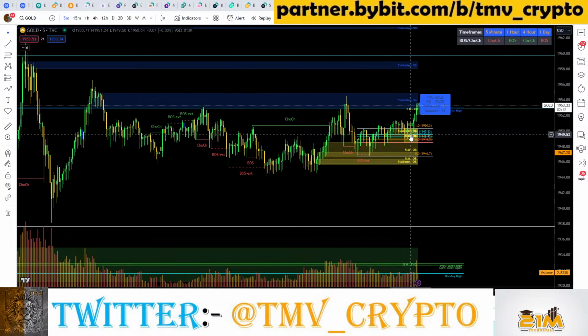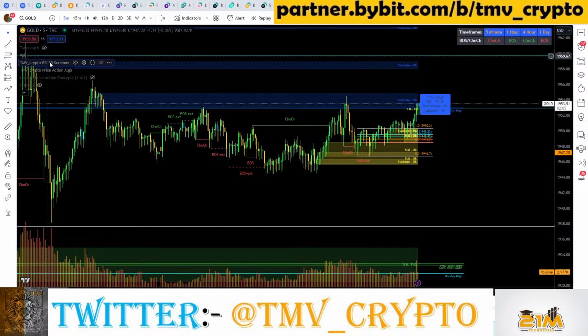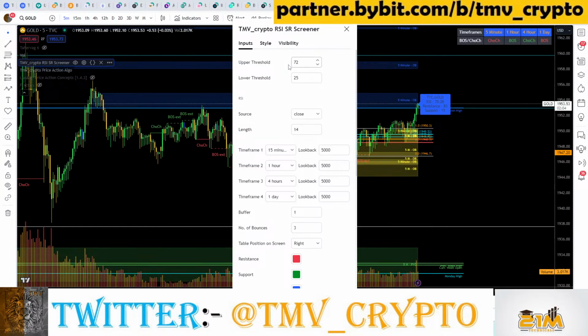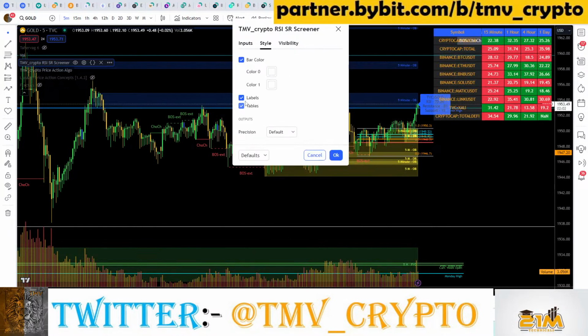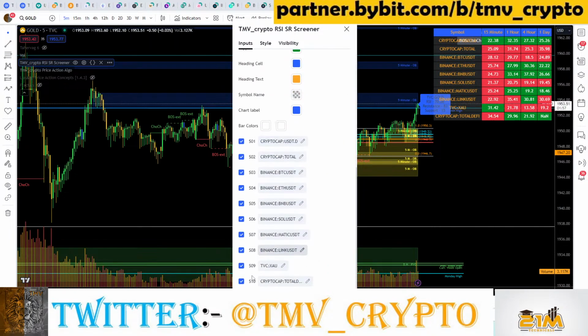The indicator, basically the RSI SR screener, helps you in identifying the support and resistance of RSI. It captures that way. So you can have the tables, and when you have the table, you can add up to 10 assets over here if you want to track what assets are reaching support and resistance levels for RSI, so that you can long or short based on it, or you can take profits as well.